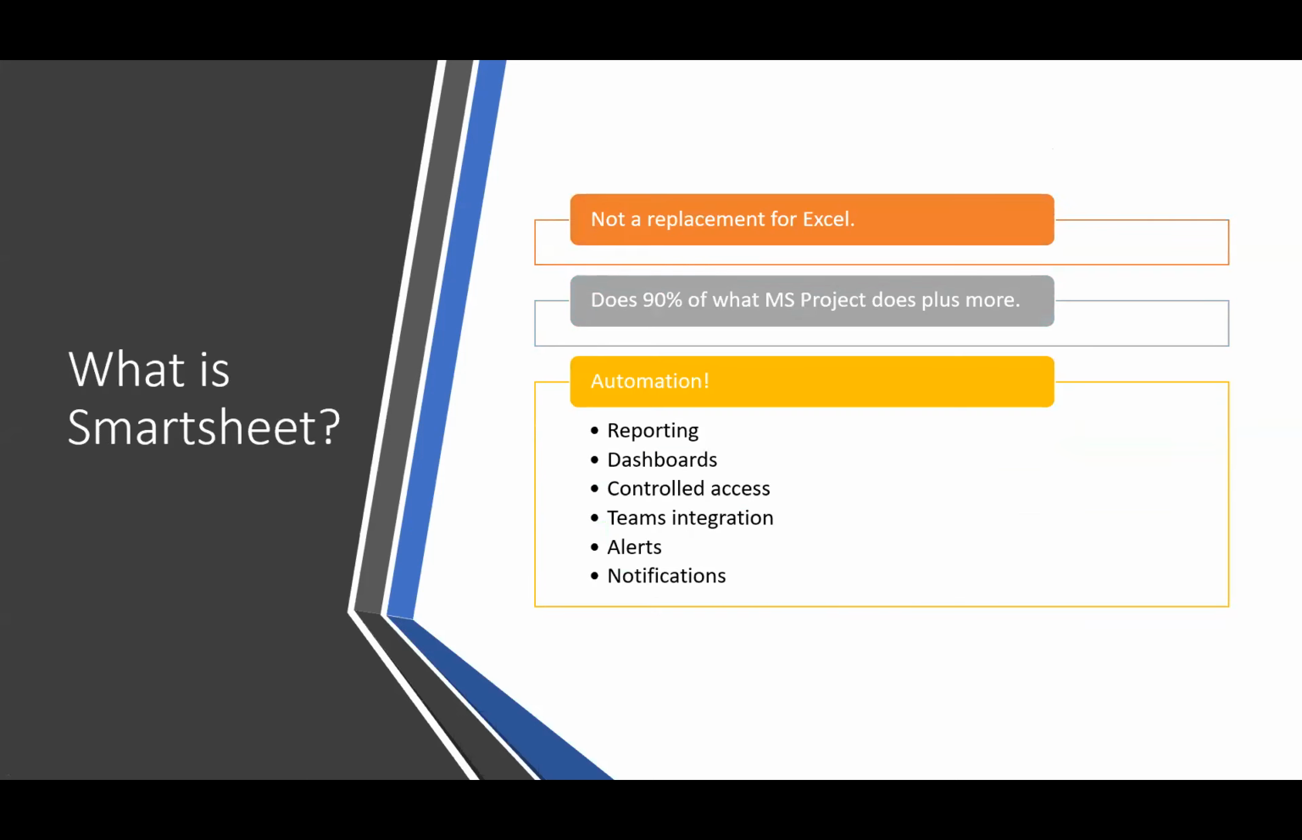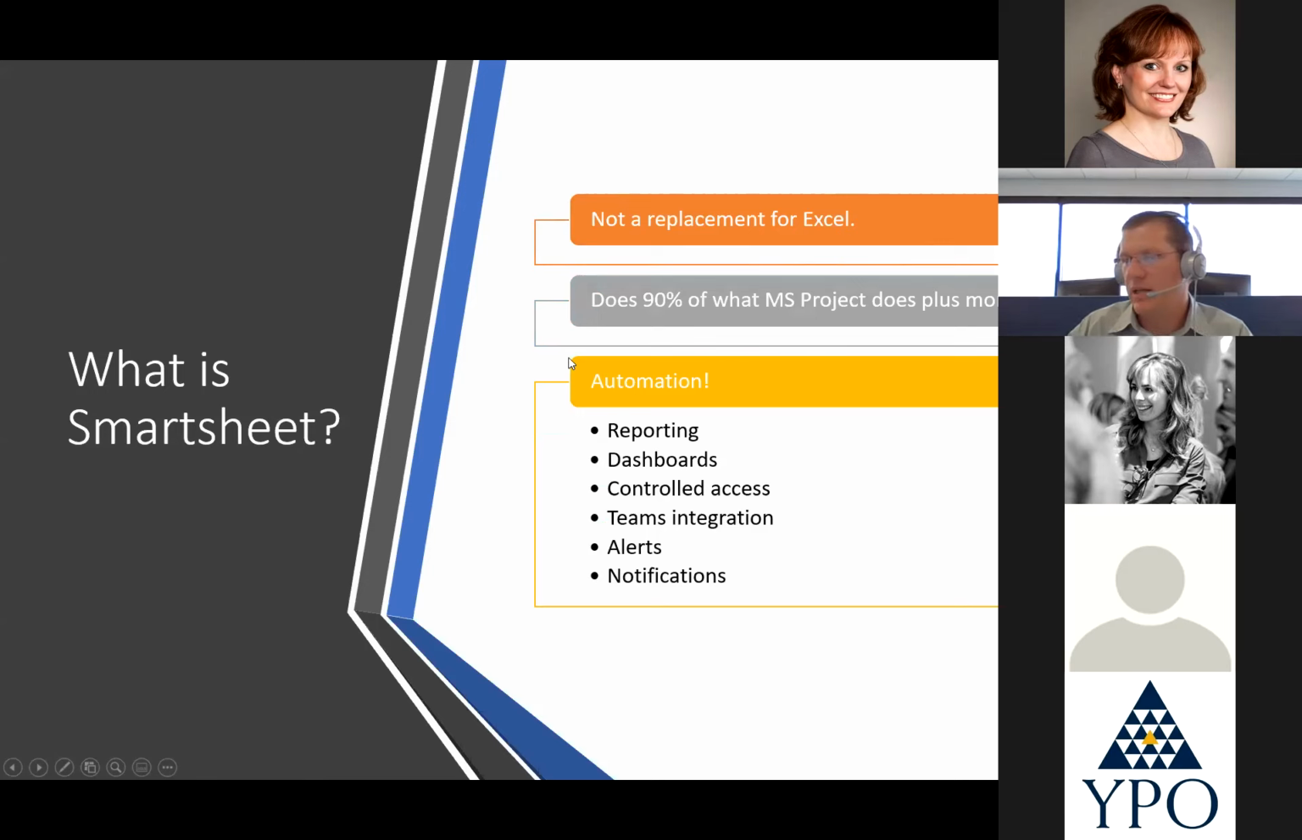All right, so next is, what is Smartsheet? So Smartsheet is not a replacement for Excel, although it does 90% of what Excel does and a lot more. It's not a replacement for Microsoft Project, though it does 90% of what Microsoft Project does and a whole lot more. What it does have that gives it an advantage for being a project management type tool is automation. So it allows for gathering of information from multiple projects and reporting it up onto dashboards and creating these reports.